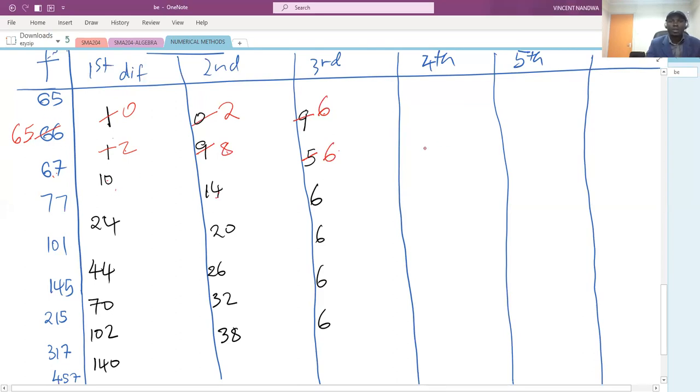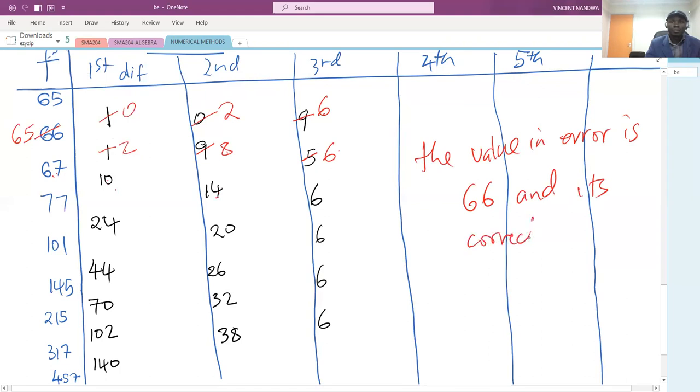So therefore, this value 66 is what was wrongly written. So you say the value in error is 66 and its correct value must be 65. So that is how we solve that problem.